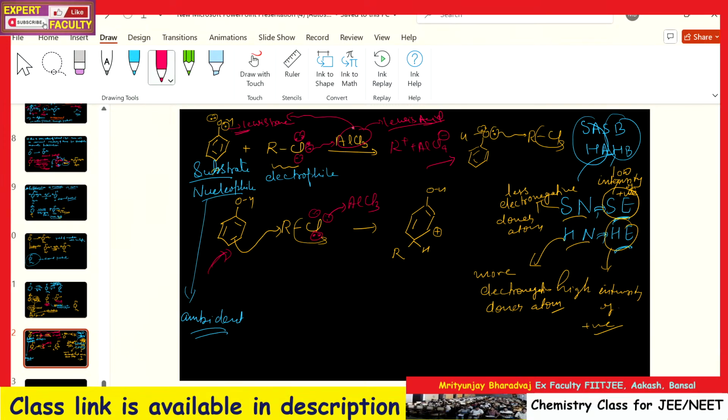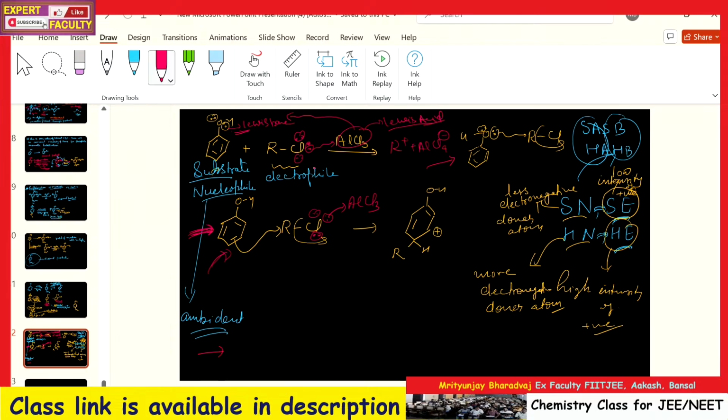Why? Because AlCl3 is a catalyst, it will be in a smaller amount. And when things are in a smaller amount, some of the substrate molecules will be sufficient to engage all the catalyst added, and that will lead to what? This step will not be possible because of AlCl3. So this is the point basically.